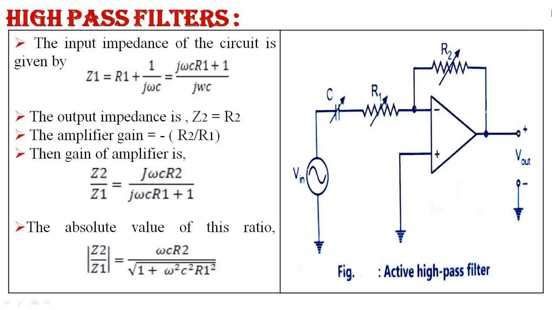The gain of the amplifier, Z2 upon Z1, is equal to j omega c R2 upon j omega c R1 plus 1. The absolute value of this ratio, mod of Z2 upon Z1, is equal to omega c R2 upon square root of 1 plus omega square c square R1 square.